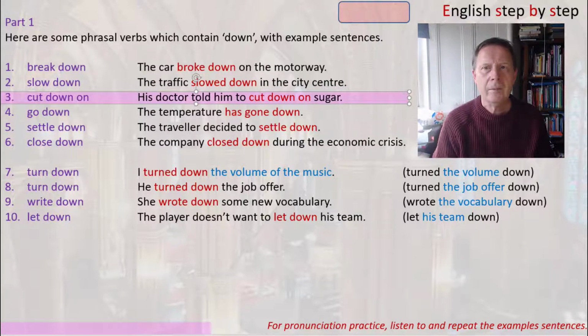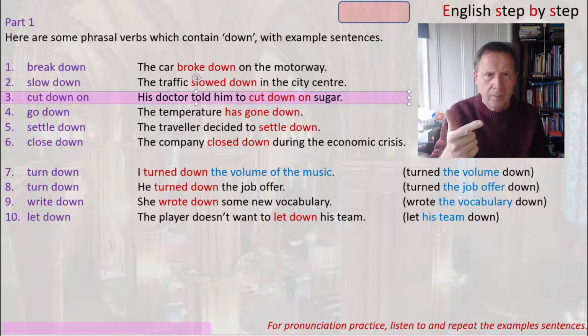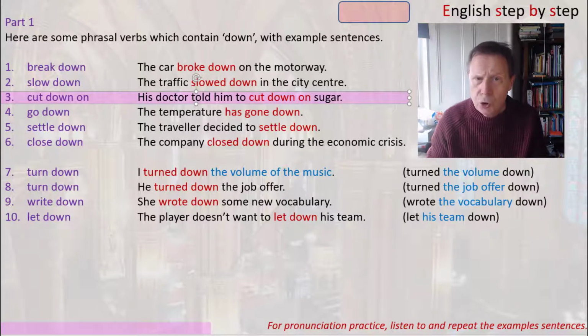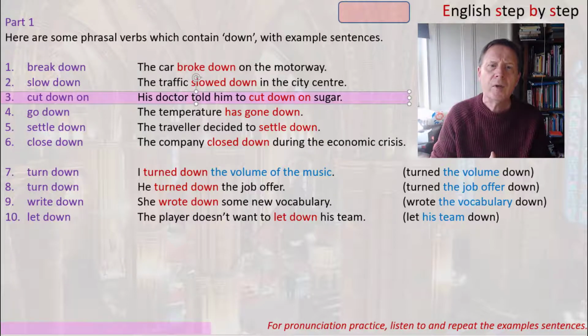The next example has 3 parts. Cut down on. Now, you can also use the 2-word phrasal verb cut down. Here, it's the 3-word phrasal verb because we have an object, sugar. His doctor told him to cut down on sugar.